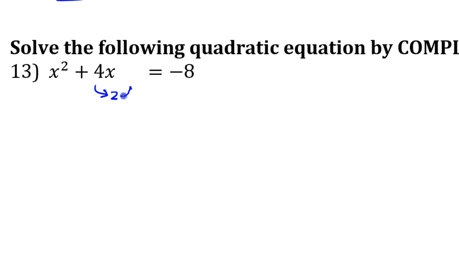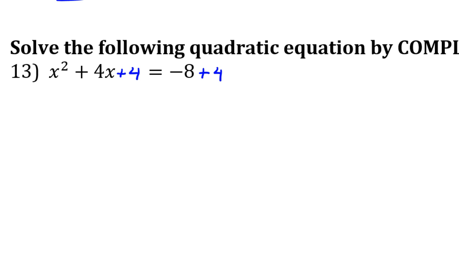2 squared is 4 again. So I'm going to put a 4 here. Now a common mistake is just to put the number on the left side. But to keep the balance of the equation, you have to put it on both sides. So when you do half the middle squared, put it on the left and the right.